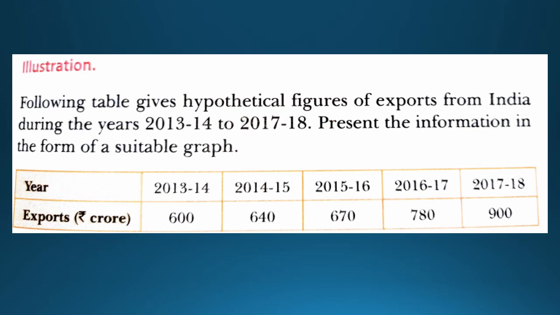Now, there is use of false line. I told you earlier that use of false line is very common. When there is a huge gap between 0 and the first unit, then we will use false line. See, the following table gives hypothetical figures of exports from India during years 2013-14 to 2017-18. Present the information in the form of a suitable graph. Time, that is year, will be taken on the x-axis, and exports in crores will be taken on the y-axis.